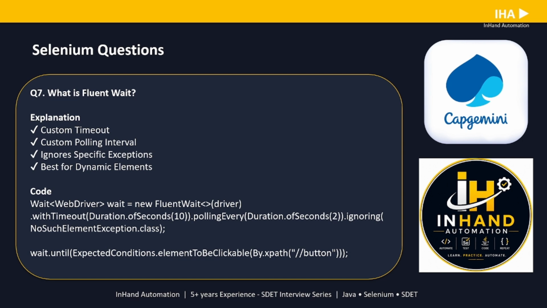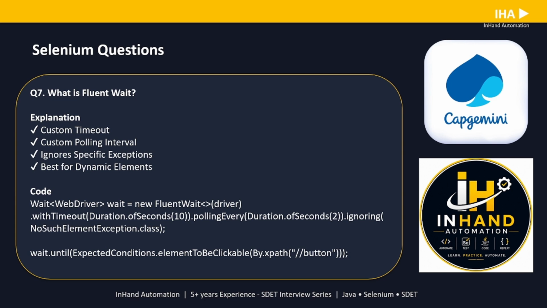Now the code snippet will be: Wait<WebDriver> wait = new FluentWait, and we will be providing the driver instance and then withTimeout, pollingEvery, and ignoring. Whoever knows it, fine. Whoever does not know, withTimeout means how much time you want your wait mechanism to wait before that particular element is located, or before that particular element is clickable.